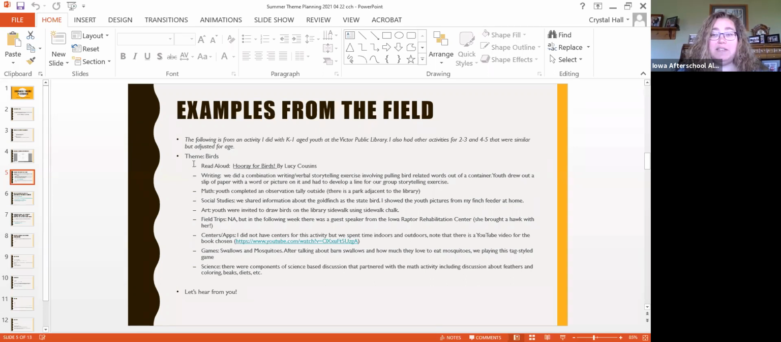For this session, our theme was birds. And right away out of the gate, because we're a library, we promote literacy at every step of the way. We did do a read aloud. We used the book Hooray for Birds by Lucy Cousins. So I had the youth gathered with me. We started off with this story.